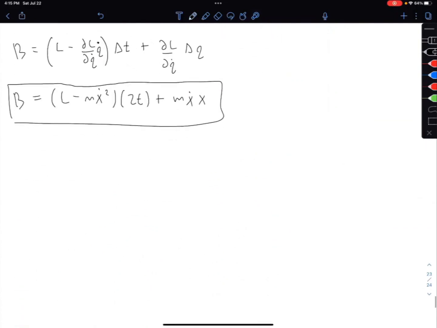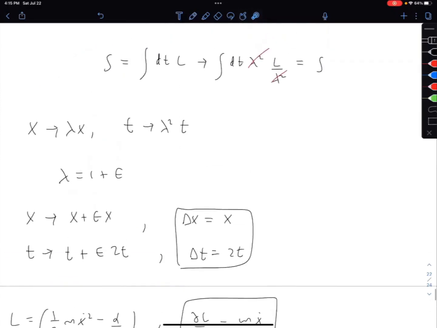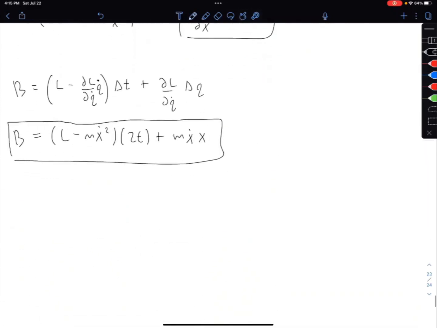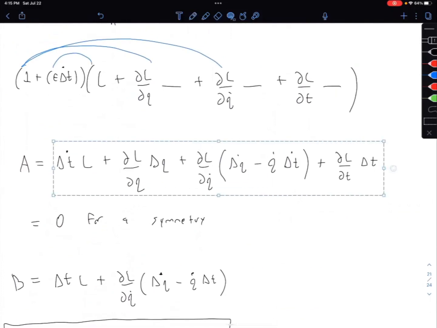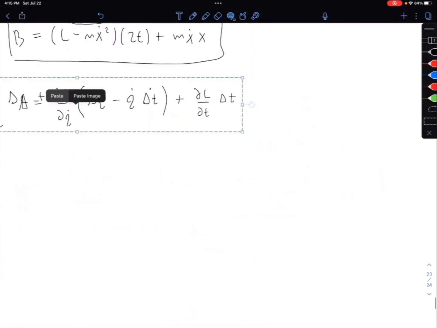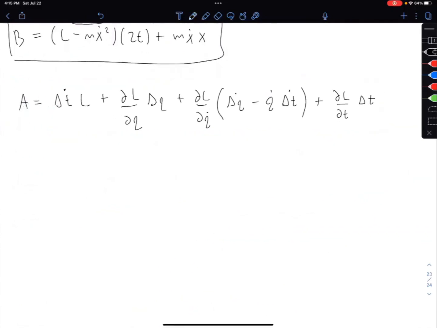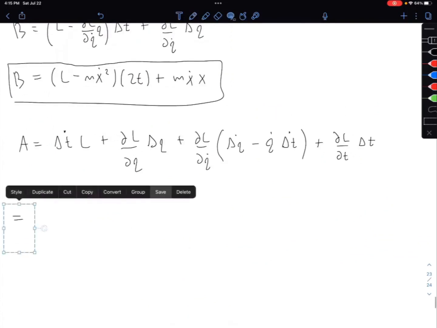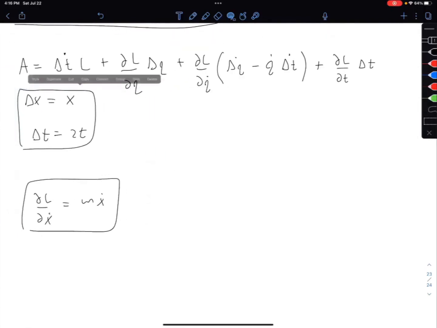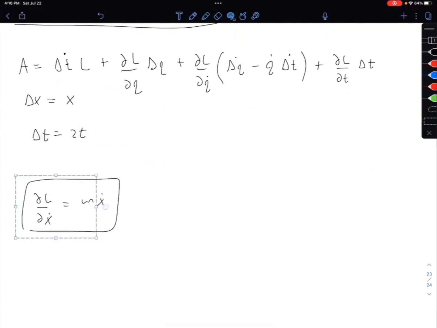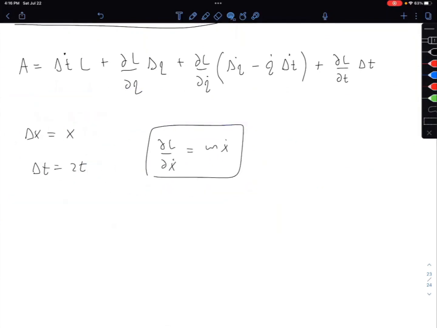Okay, so now let's check. We already argued that this was a symmetry, but let's check that a term that we talked about is 0. So remember that a is equal to this, and remember also that we have this. Then you just plug all this stuff in.